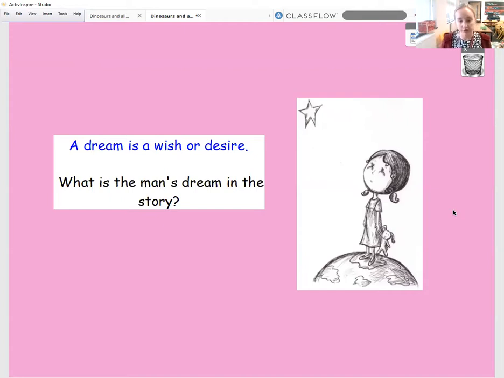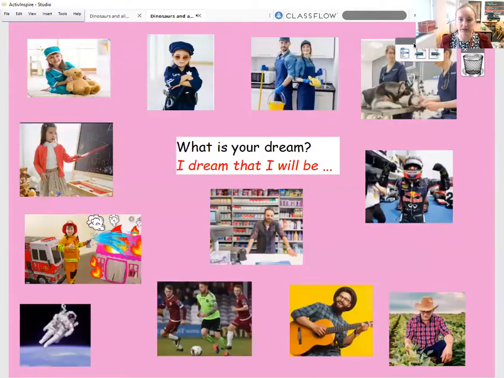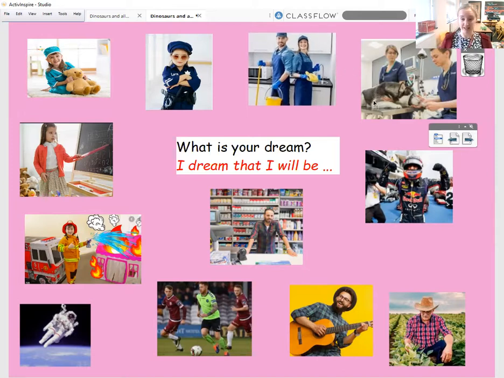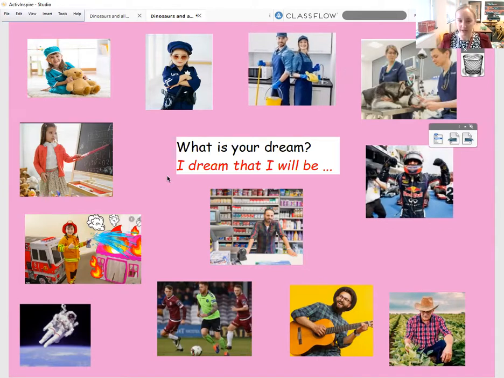So in this story, as we've just been talking about, the man's dream, the man's desire is to be able to climb up and get to the star. And we're going to have a little think about this today. We're going to think about what your dream, what your desire is. For example, when you grow up, you might have a desire that you want to grow up and be a nurse or a police officer or a cleaner or a vet or even a racing car driver.